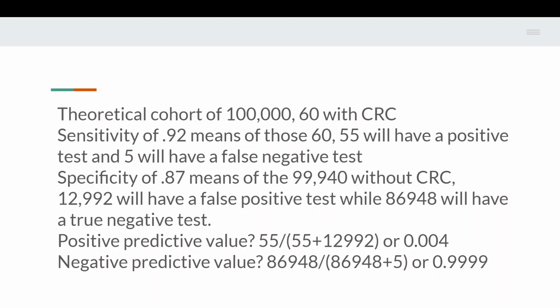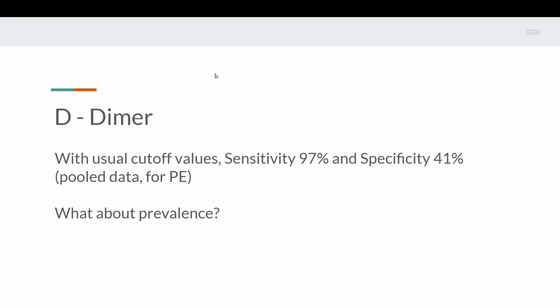Negative predictive value would be the true negatives over all the negatives, which is 99.99%. So a negative Cologuard you can pretty well trust. But they do recommend only doing this in people of normal likelihood, so basically at that rate of 60 per 100,000. Positive test, very unlikely to actually have colorectal cancer. Okay.